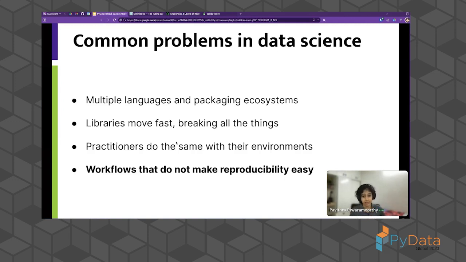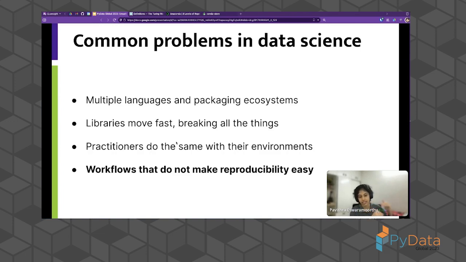Next is, especially with the recent AI hype, but also just because there are a lot of folks doing data science, libraries are moving very, very fast, which means it's not always backwards compatible, right? And that is problematic because my application may not work 3 months from now because the library has moved ahead. Things are not compatible anymore. Next is practitioners do the same with their environments. This means breaking all the things.